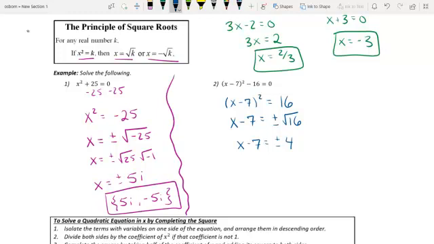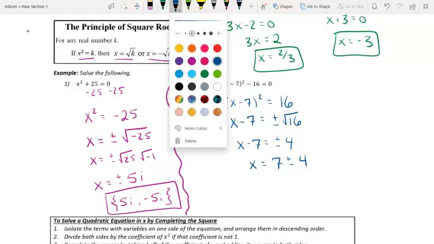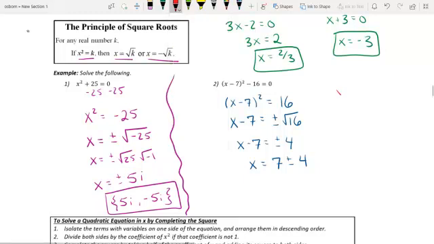So now what I'm going to do is add my 7 to both sides. That gives me x equals 7 plus or minus 4. Now you don't want to leave it that way. You want to give me a final answer. So you can break this up into two separate equations to give me the two separate answers. You can go ahead and write x equals 7 plus 4 and x equals 7 minus 4. When you do x equals 7 plus 4, that gives you x is equal to 11. When you do x equals 7 minus 4, that gives you x is equal to 3.